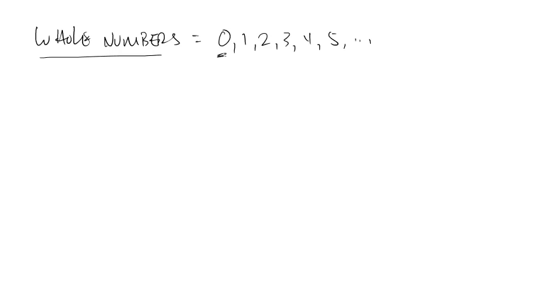So this doesn't come up an awful lot. You do need to know the difference between the two. You should know which set is which. But most importantly, don't use the two things interchangeably. Don't say whole numbers when you mean counting numbers, and don't say counting numbers when you mean whole numbers.